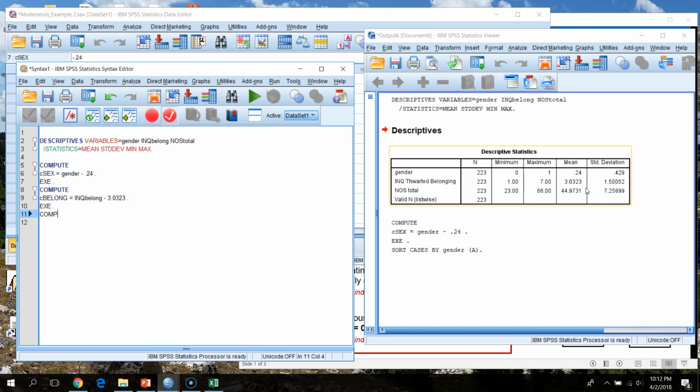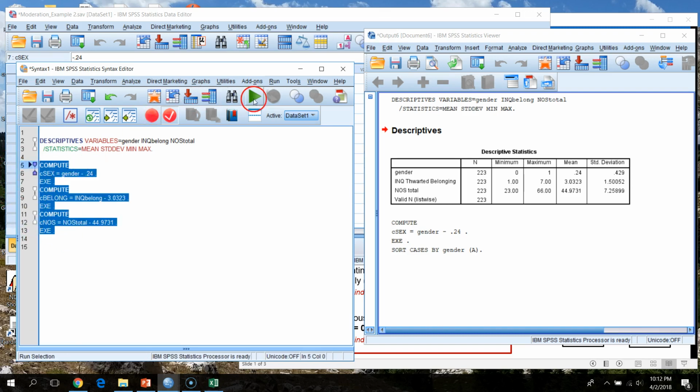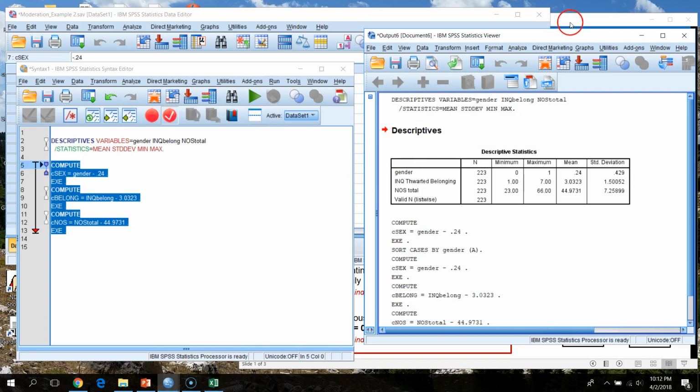Execute, and then compute centered NOS equals my NOS total variable minus 44.9731. Okay. All right. So I'm going to go through and run my centered variables.